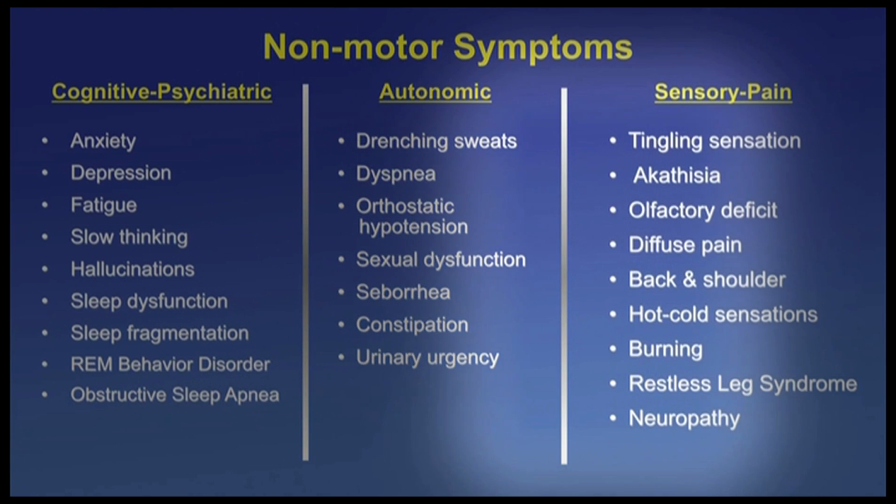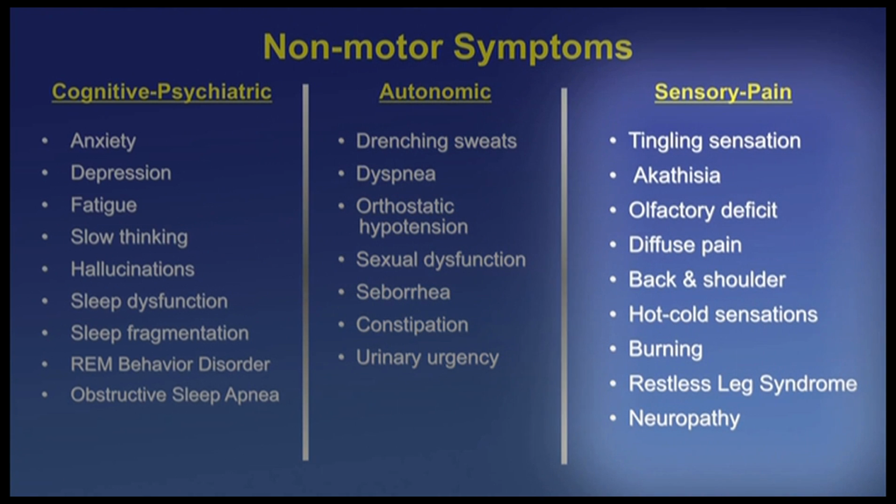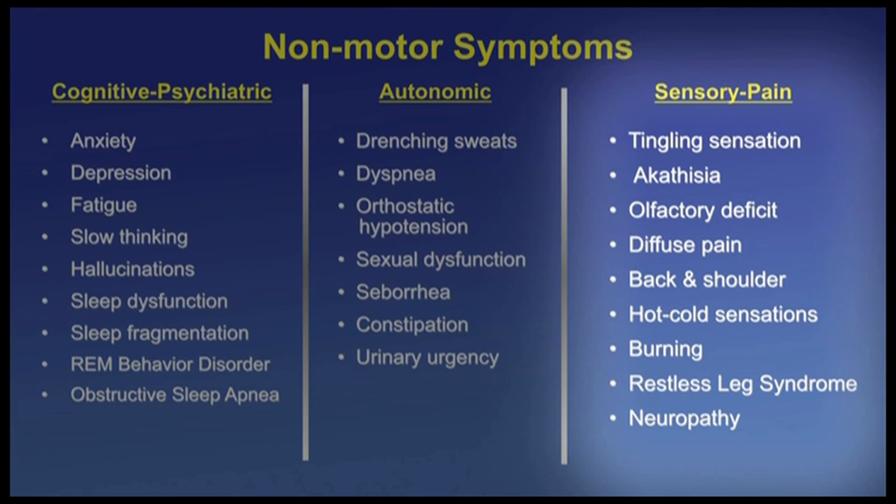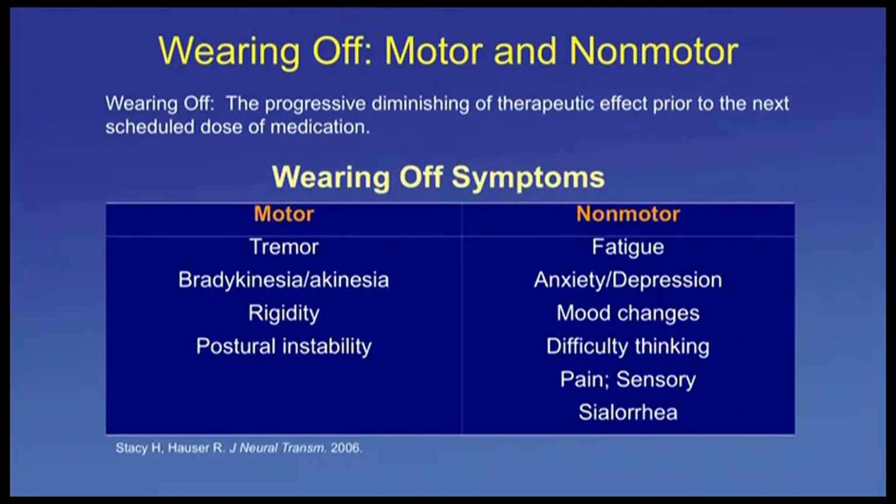Sensory and pain symptoms are common. Numbness, tingling, a restless-like sensation that wants the patient to get up and move. We talked about olfactory loss. 80 to 90% of the patients with Parkinson's have loss of their olfactory sensation. Diffuse pain, back pain, and shoulder pain isn't an uncommon phenomenon, and later in the disease, it certainly occurs more. Hot and cold sensations, burning, restless leg is thought to be increased, and of course, neuropathy.